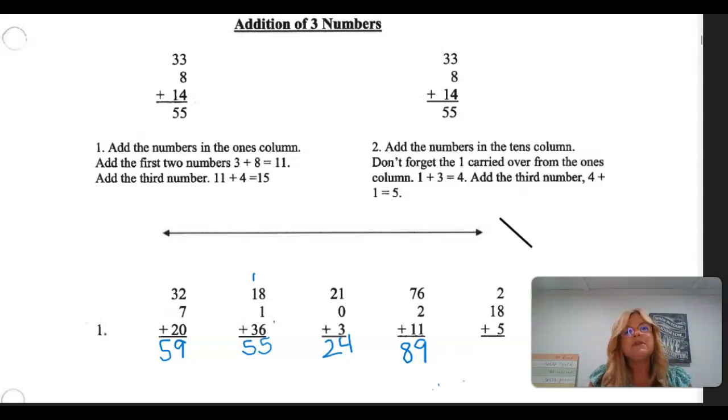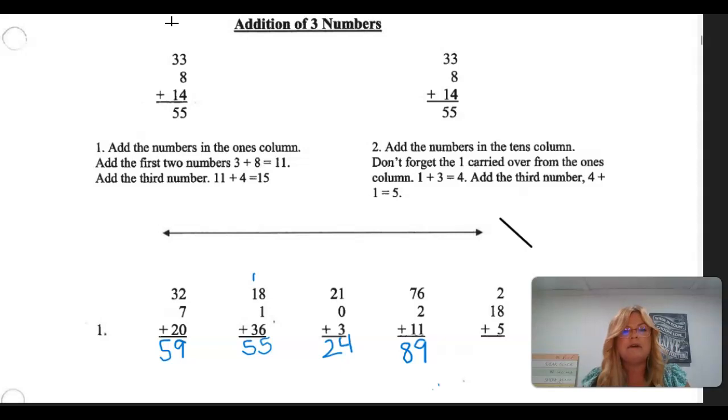So the important thing to remember with addition of three numbers is that you want to add the numbers in the ones column. So again, remembering that the ones column is the ones, you add the first two numbers. So here, 3 plus 8 equals 11. And then add the third number. So 11 plus 4 equals 15.